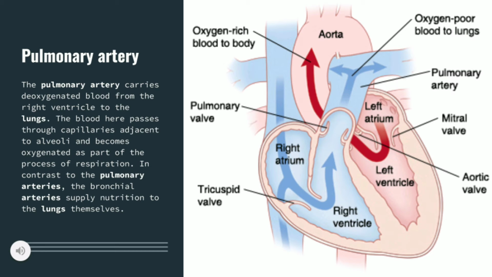Next part is pulmonary artery. The pulmonary artery carries deoxygenated blood from the right ventricle to the lungs. The blood here passes through capillaries adjacent to alveoli and becomes oxygenated as part of the process of respiration. In contrast to the pulmonary arteries, the bronchial arteries supply nutrition to the lungs themselves.